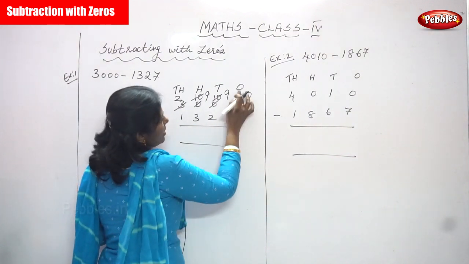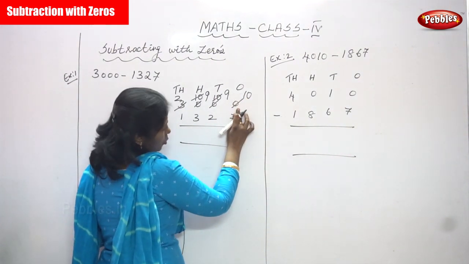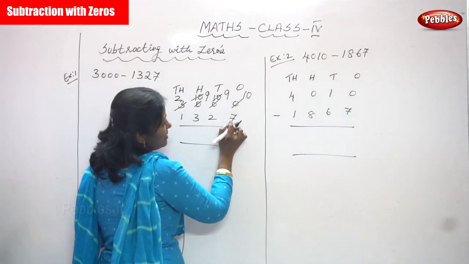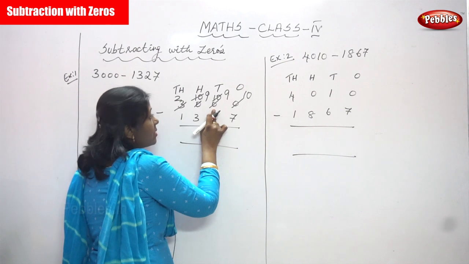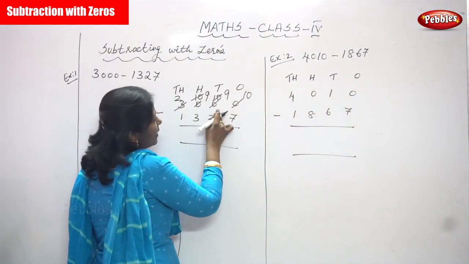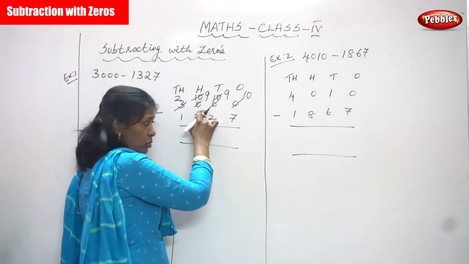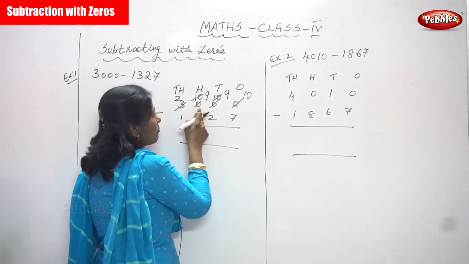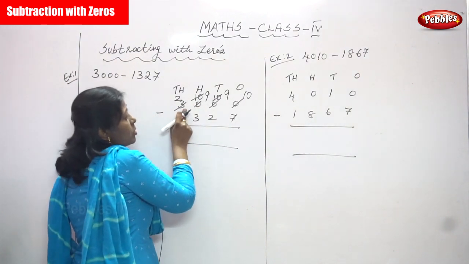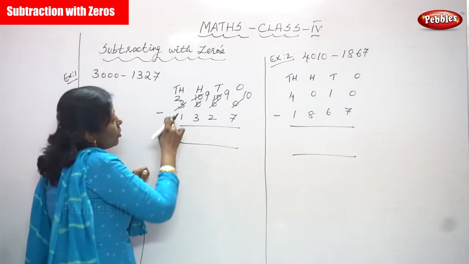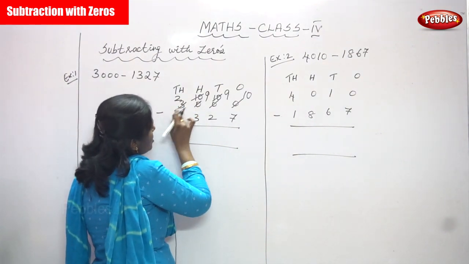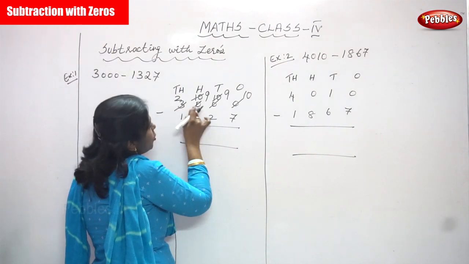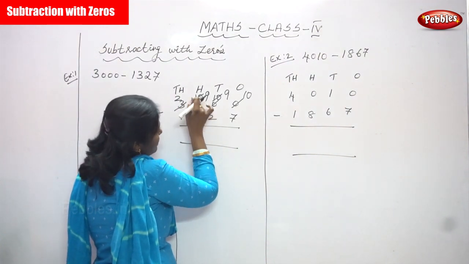See, in the ones place, what is the first number? 0. So you can't subtract 7 from 0. So you have to borrow from the tens place. But the tens place is 0. So again you have to go to the hundreds place. It is also 0. You can't subtract. So you have to go to the thousands place, because only the thousands place has a number. What is the number in the thousands place? 3. So you borrow 1, and 3 becomes 2. So the hundreds place 0 becomes 10.